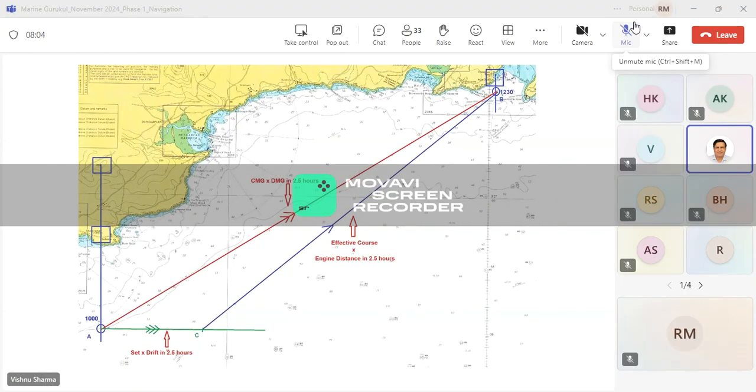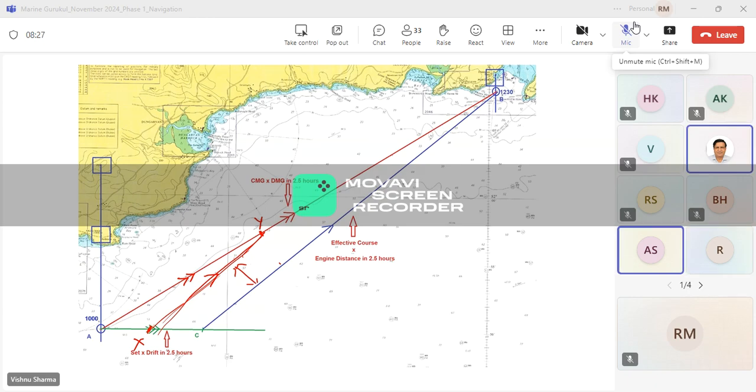Now, first you will get 1 hour distance made good. This will be your 1 hour distance made good. Now the current will also be for 1 hour. So current will come somewhere here, X and Y. And when you join XY, it is going to come parallel to the effective course. These two lines are parallel. You see, both are parallel to each other, right?